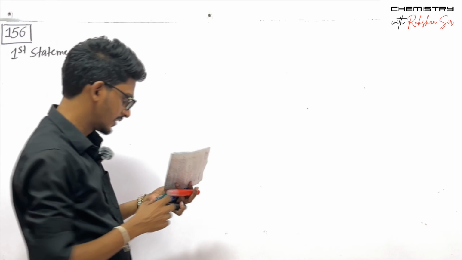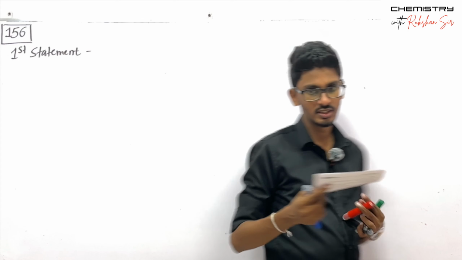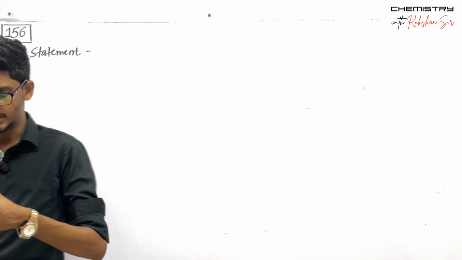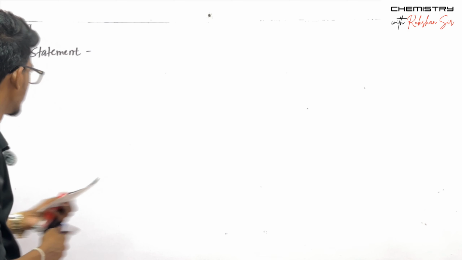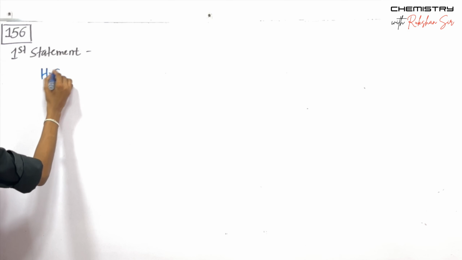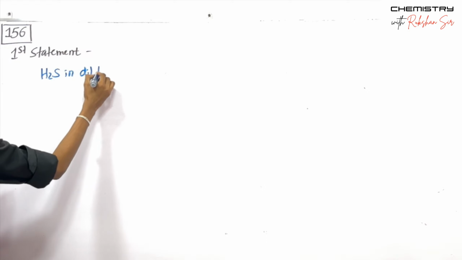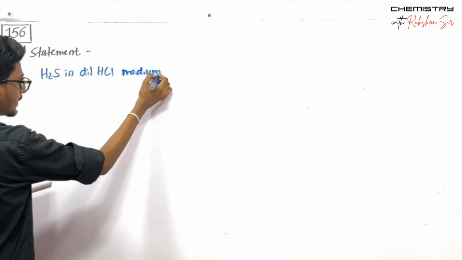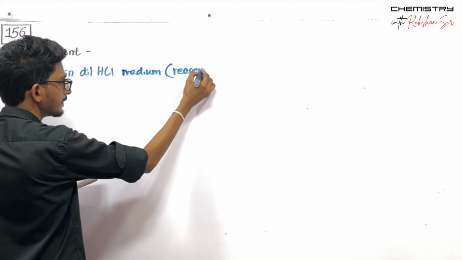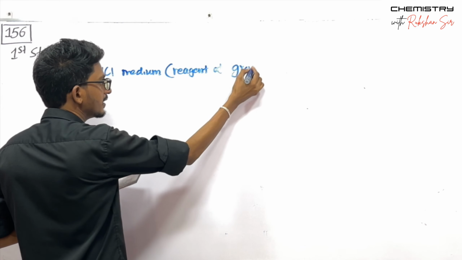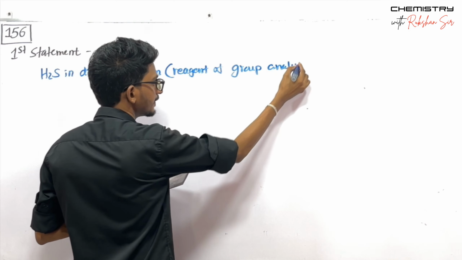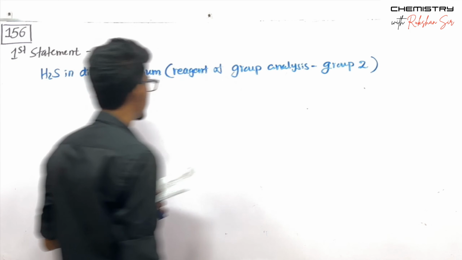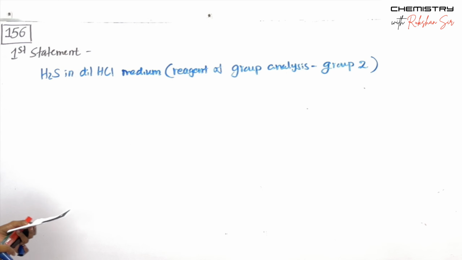Nickel 2 plus does get precipitated with the group 4 reagent, right? This is all about the reagent of group 2, H2S in dilute acidic medium. H2S in dilute HCl medium is the reagent of group 2. So nickel 2 plus won't get precipitated.